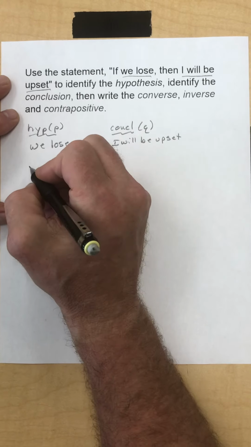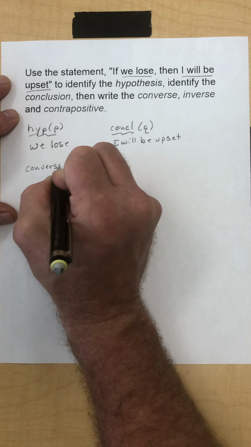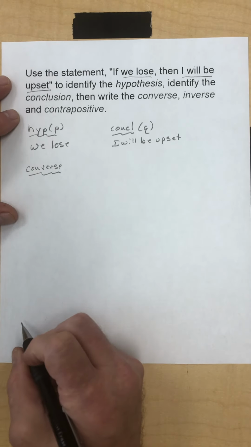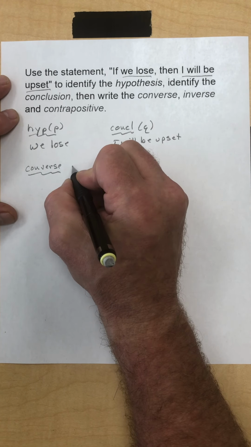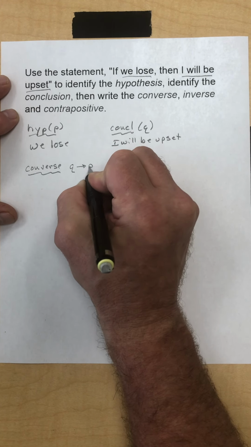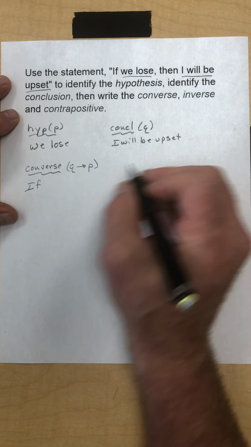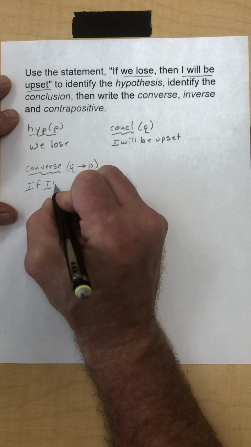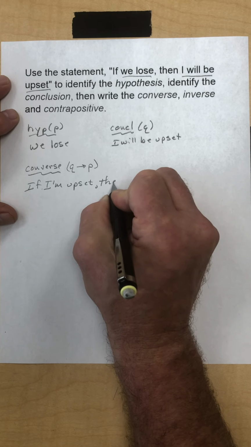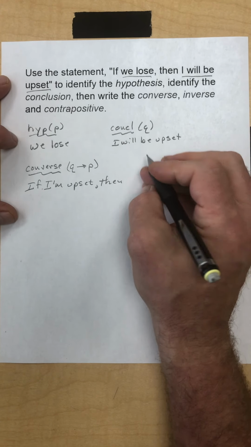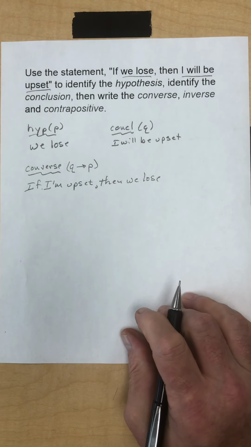So let's see. We've got to come up with our converse. Remember the converse, you don't negate anything, we just switch the P and the Q. So rather than P implies Q, we have Q implies P. So we say if I'm upset, then we lose. Now that would seem false to me.